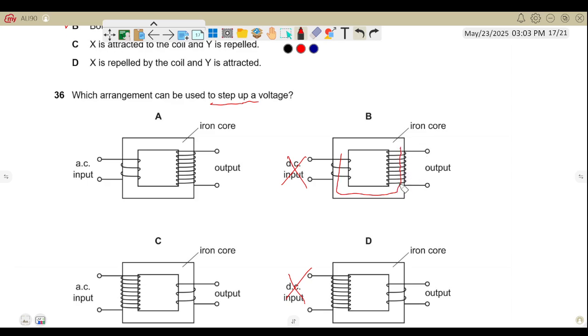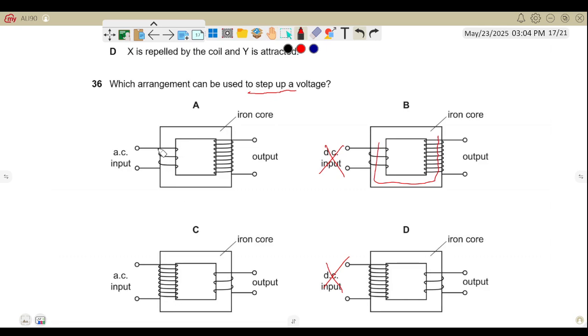the secondary part of this transformer, so they will just generate another potential difference here. So for DC, it's not going to work. For a step-up voltage, the ratio between the number of coils or turns must be such that the secondary turns must be greater than the primary turns, which means A is the correct answer here.